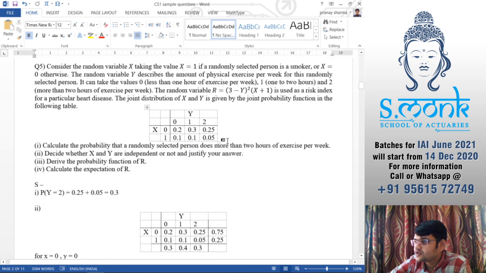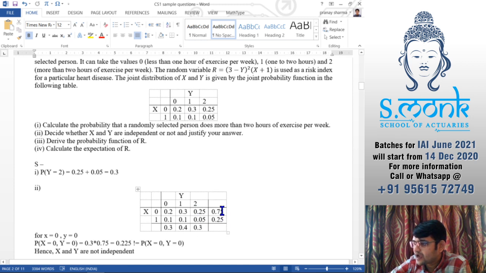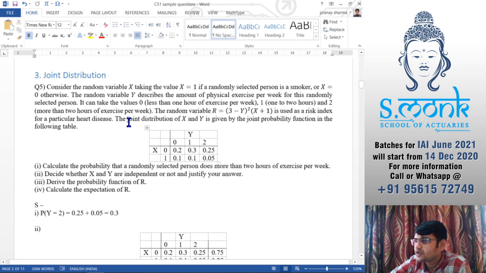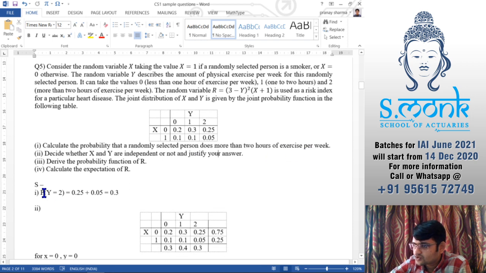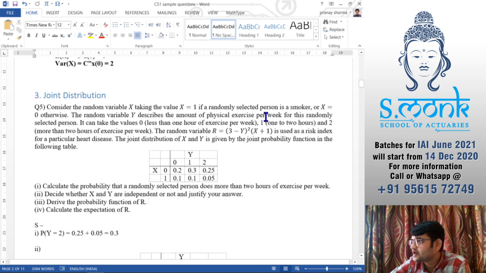Now to solve this, I have made another table here, the same table, and then taken marginal values, okay, marginal values. They are asking us to calculate the probability that a randomly selected person does more than 2 hours of exercise per week. So more than 2 hours was nothing but represented by 2. Okay, I think that is what they are saying.